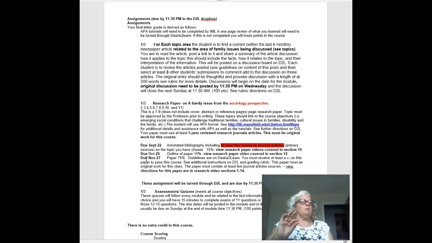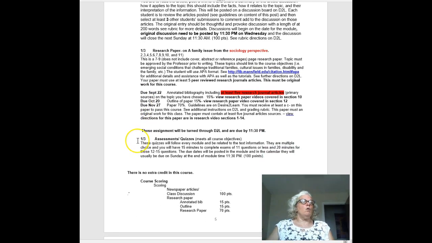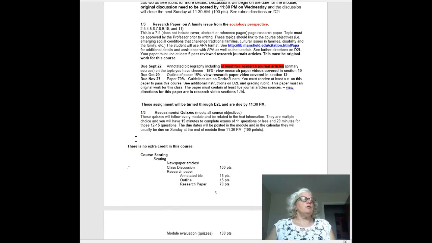So there is 15%, in other words, 15 points on your annotated bibliography, 15 points on your outline, and 70 points on your paper, making it 100 points, 1/3 of the course. And finally, you have 1/3 of the class with weekly module quizzes. You will have a minimum of 10 of those, and they are to be answered again by Sunday by 11:30.